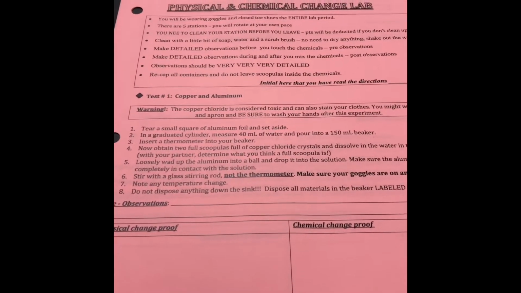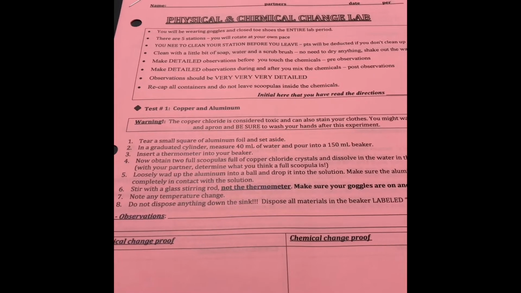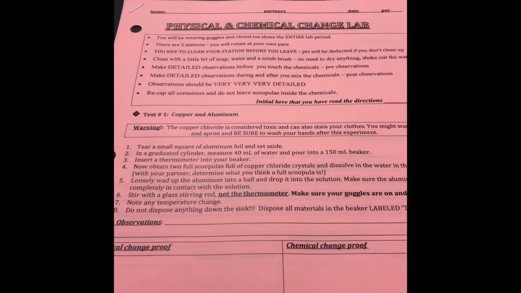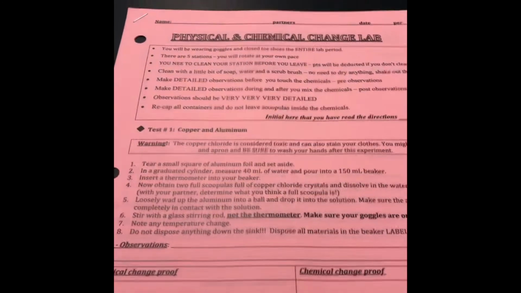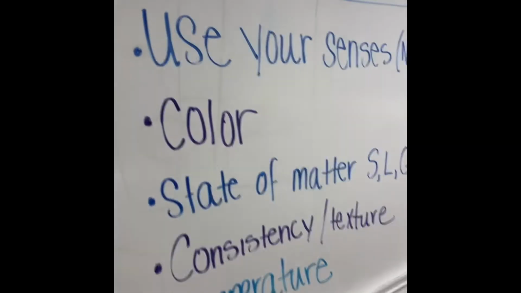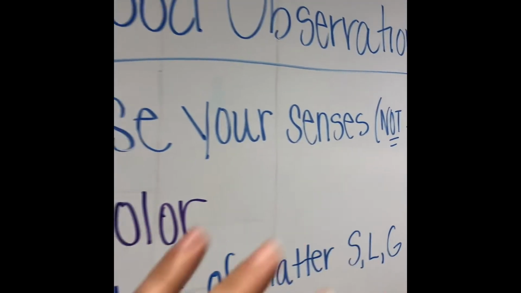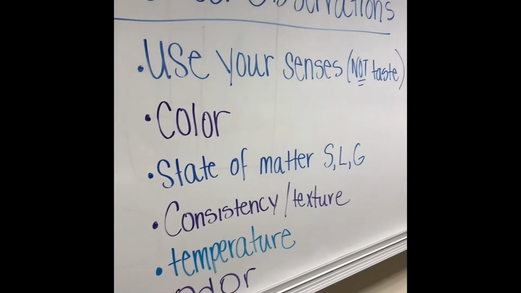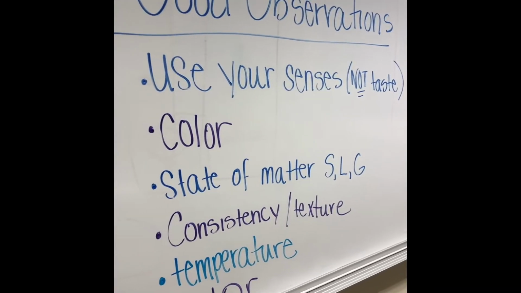We're going to be doing a lab that talks about physical and chemical changes. So here are some things that you need to make sure that you write down in your notes. First thing, observations are a key component of this lab and every lab we do. So good observations, and something to remember is to use your senses, but not taste.